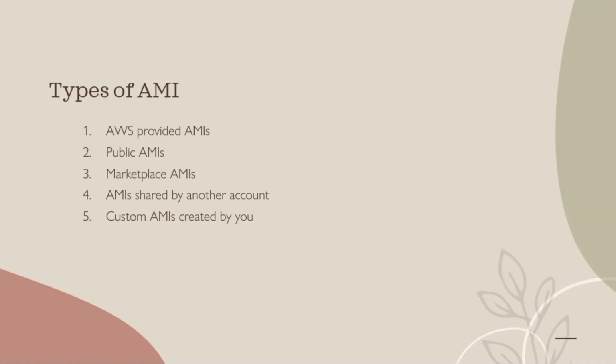And types of AMI. AWS provided AMI means these are the AMIs which are offered by default by AWS, like Amazon Linux or Windows, Ubuntu, Red Hat, etc. Public AMI means anyone can use this AMI, which is available for everyone to use. Marketplace AMI means it can be either a paid or free AMI from the AWS Marketplace, and these kinds of AMIs include licensed software like antivirus, database, etc.